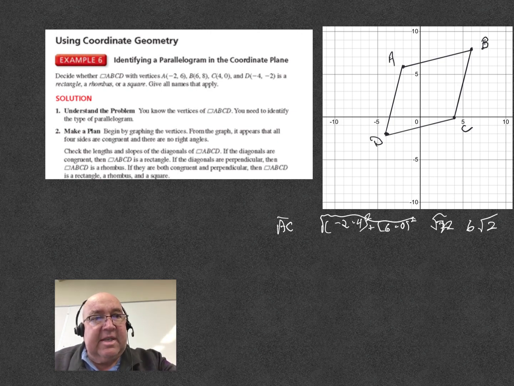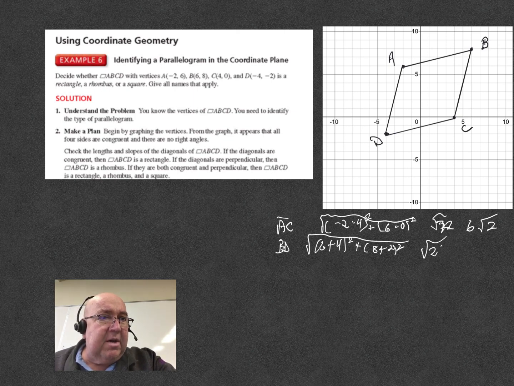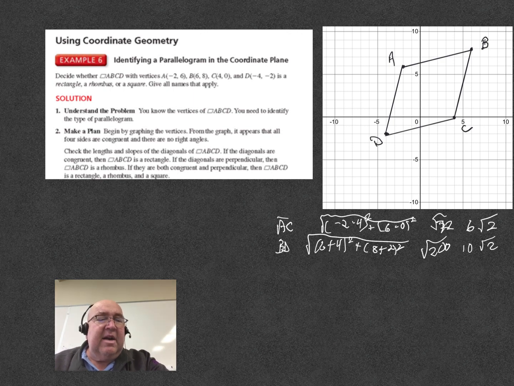And then we're going to do the same with BD, and we're going to have 6 plus 4 squared, and 8 plus 2 squared, it's going to be the square root of 200. Again, that's 2 times 100, so we're going to end up with 10 square root 2. So those do not form a rectangle. They're not the same measure.